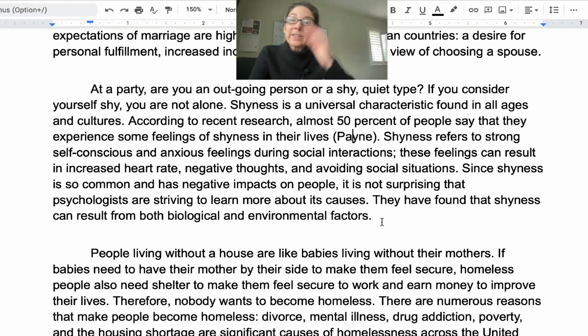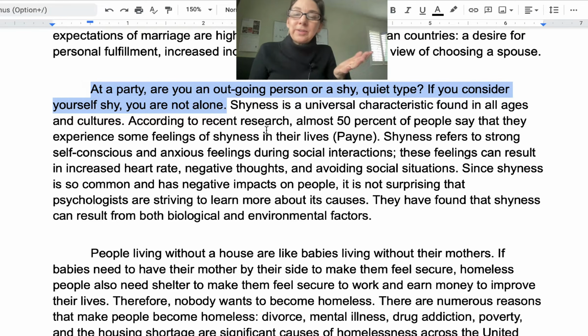Okay, let's look at the parts of the introduction. The first part is the hook. And the hook is just an interesting question. In this case, the question is not so interesting, but because it's asking you, the reader, it makes the reader stop and think, am I outgoing or am I shy at parties?